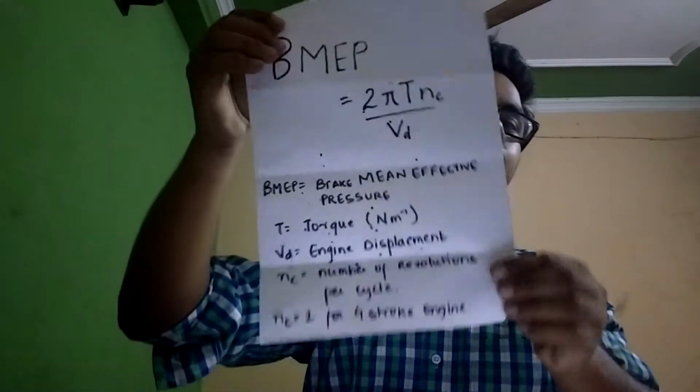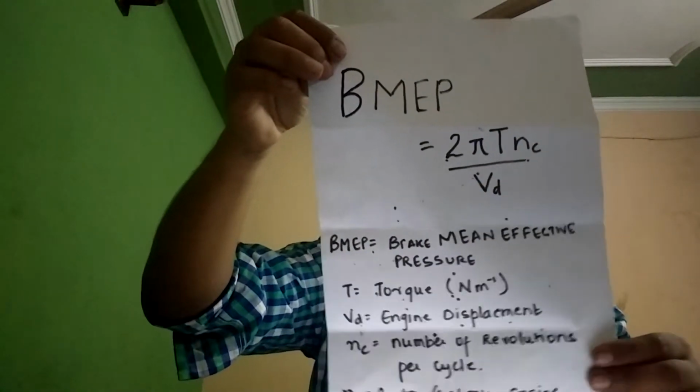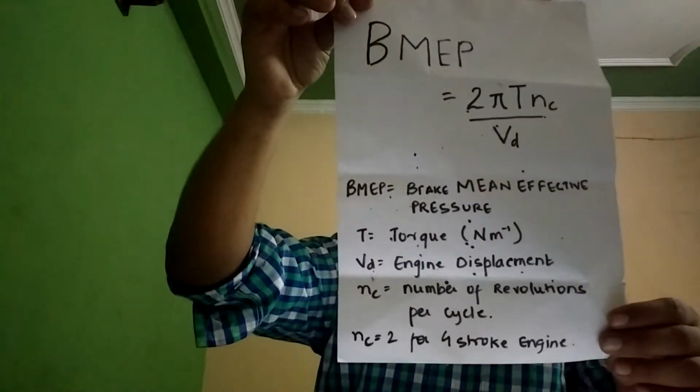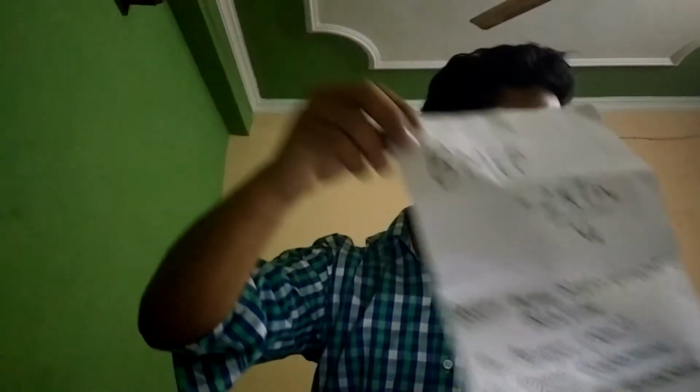And I have created a play card, which you can see very carefully. BMEP is equal to 2 pi into torque into N_c upon V_d, and N_c is equal to 2 for a 4-stroke engine and N_c is equal to 1 for a 2-stroke engine.